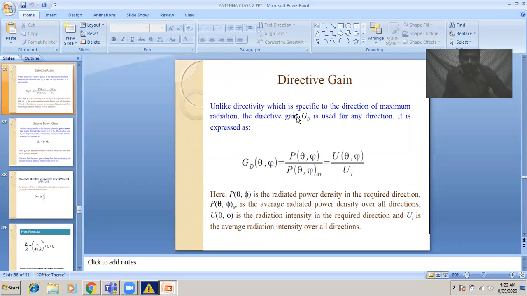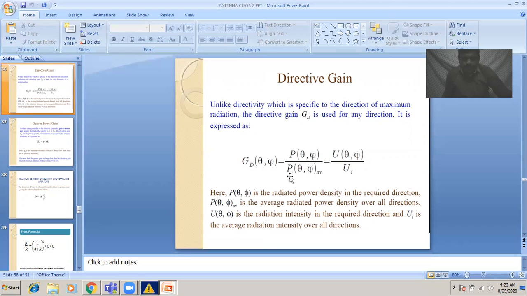So next, the derivative again: it is nothing but the ratio of the power density in a given direction for an antenna divided by the average power density in the direction.